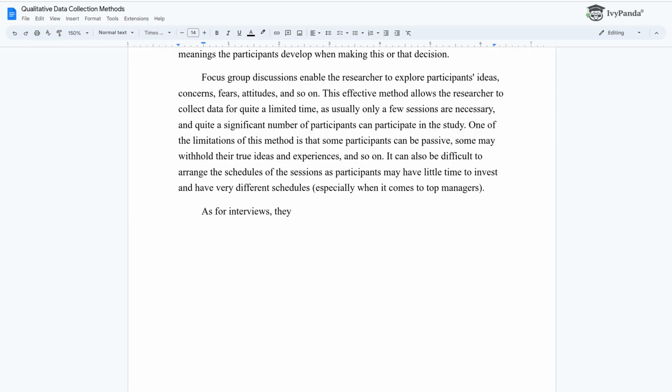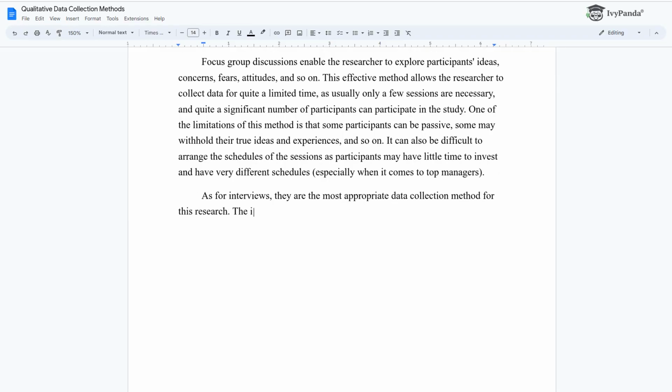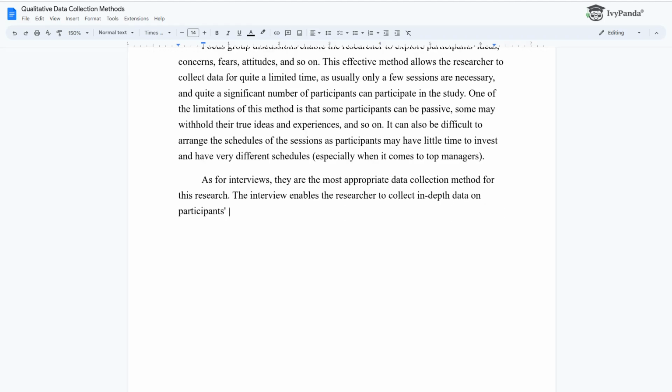As for interviews, they are the most appropriate data collection method for this research. The interview enables the researcher to collect in-depth data on participants' ideas, attitudes, experiences, etc.